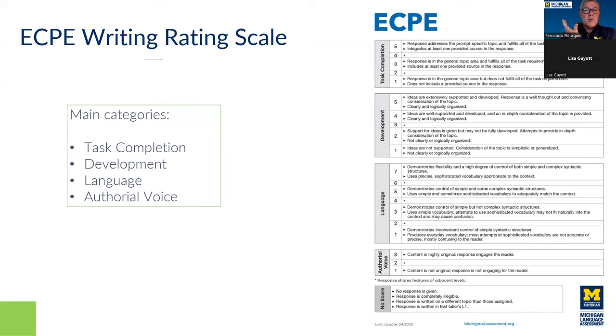Language refers to the kind of structures, the grammar and vocabulary, how sophisticated the vocabulary might be, what percentage or what kind of grammar structures are being used. Overall, is it mostly showing control of simple grammar and structures, or is the test taker also able to show use of more complex structures effectively, accurately throughout the response? And authorial voice: whether the content is original, whether the response engages the reader, showing that they understand how the context of that response addresses the needs of the specific audience, the reader, with relevant original content.